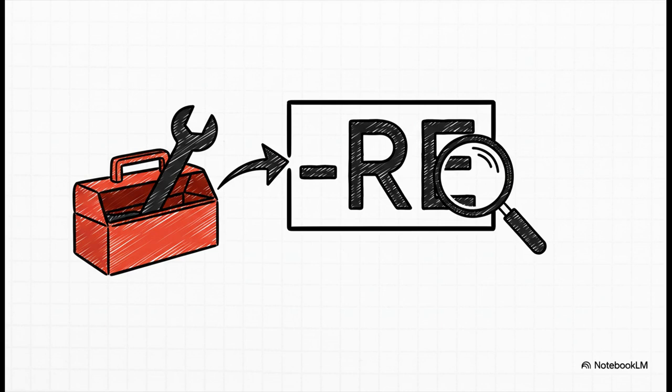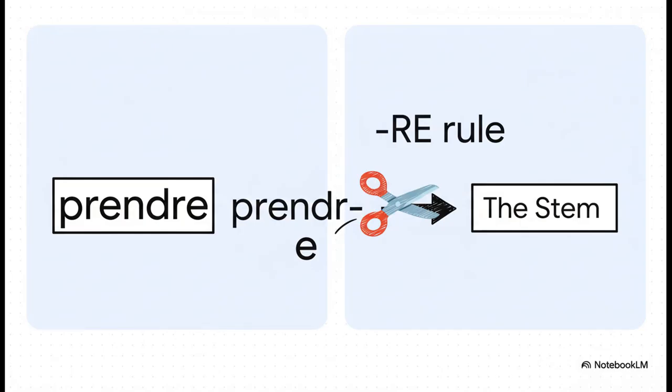Okay, so what about those verbs ending in re? There's a rule for them too, and it's just this one tiny little tweak. It's nothing complicated. Here's the rule. Ready? Just drop the final e. That is it. A verb like prendre, which means to take, just becomes prendr. That's your stem. It's now ready for you to stick on any of those endings we just learned.